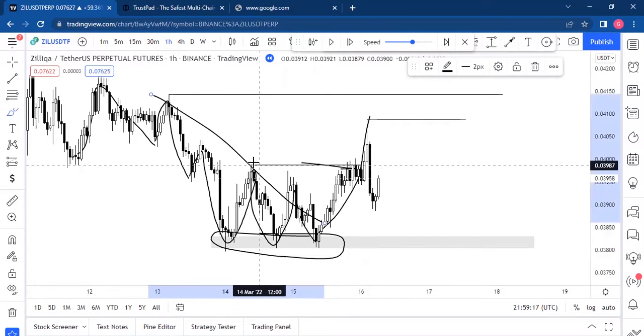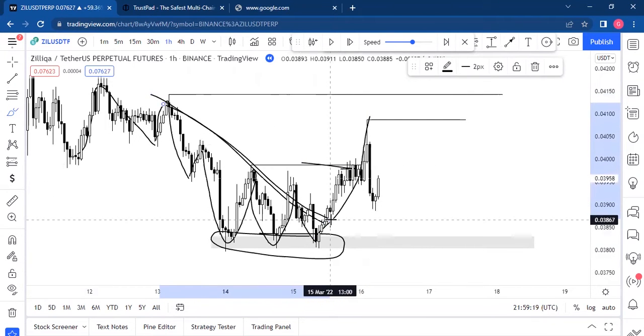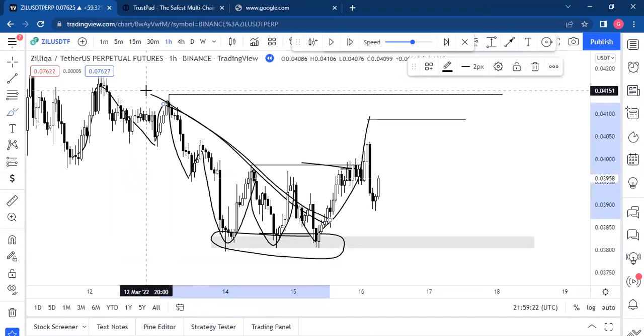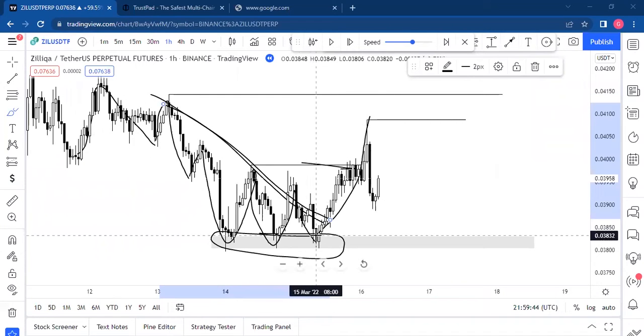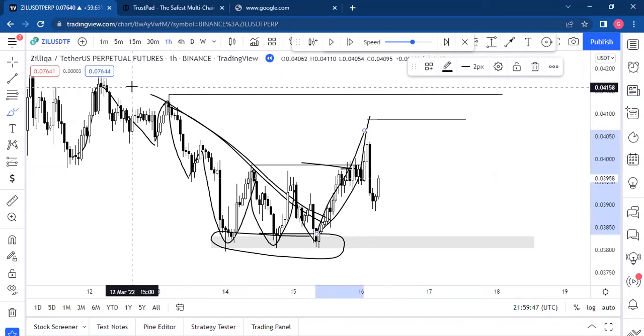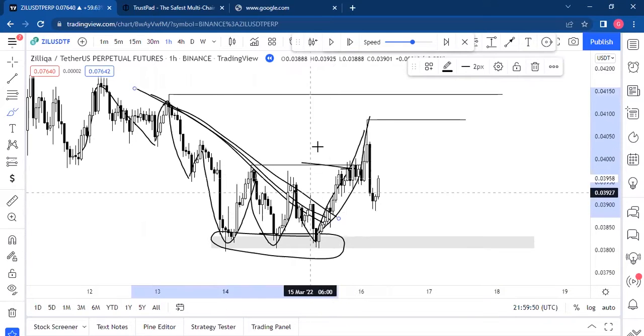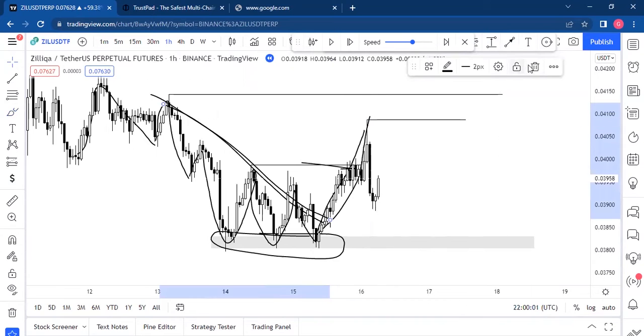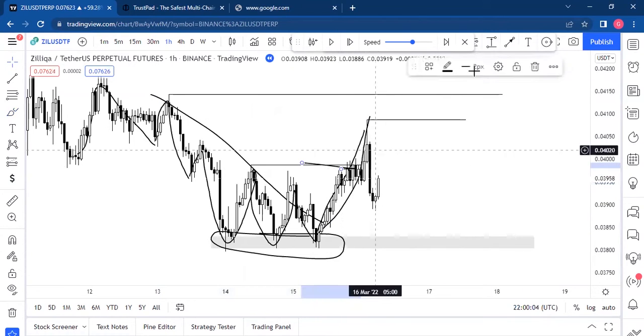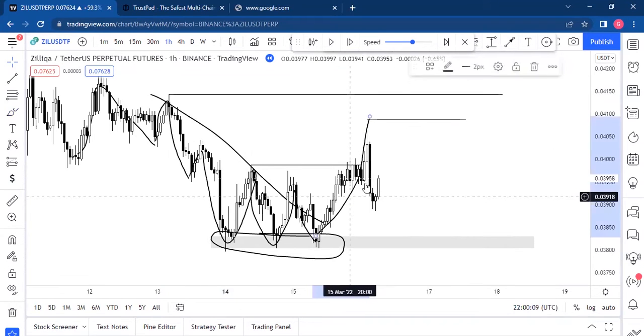So the structure is broken, which means this lower low is not going to be maintained anymore. The structure has shifted momentum from the downtrend and is trying to create an uptrend. So let me erase all this. I'll be making the video as short as possible.